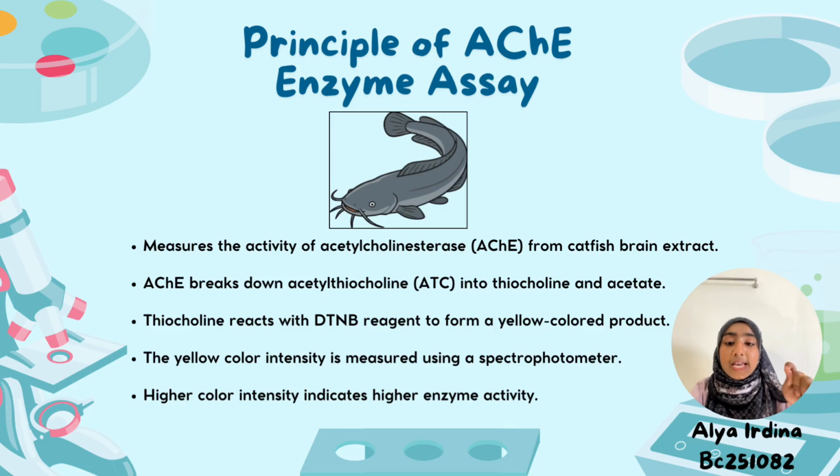It is because AChE will break down the acetylcholine, ATC, into thiocholine and also acetate. This thiocholine will later react with the DTNB reagent to form a yellow colored product. The intensity of this yellow colored product is measured by the spectrophotometer. So a high color intensity will indicate high enzyme activity.